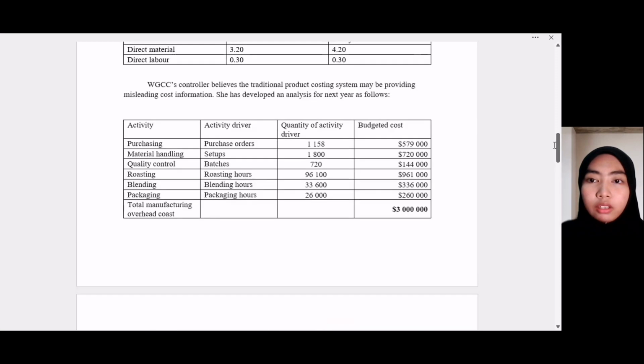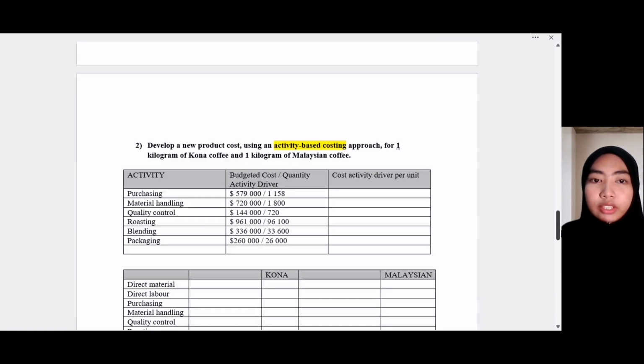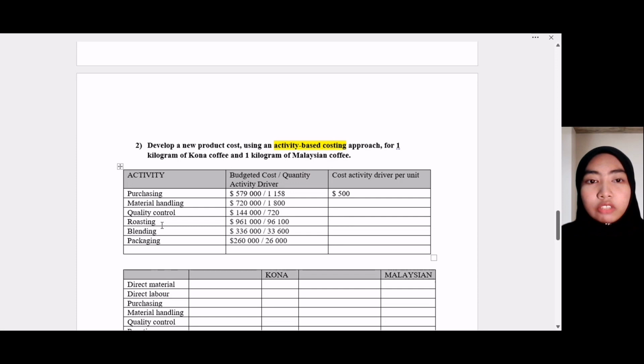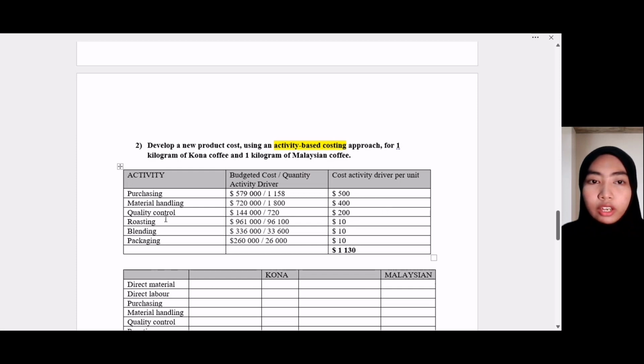For example, 579,000 divided by 1,158 for purchasing, and we get the cost per activity driver for purchasing is $500. The calculation for material handling, quality control, roasting, blending, and packaging is the same: budgeted cost over the quantity of activity driver. We get the cost per activity driver for each activity: $400 for material handling, $200 for quality control, $10 for roasting, and $10 for blending and packaging.